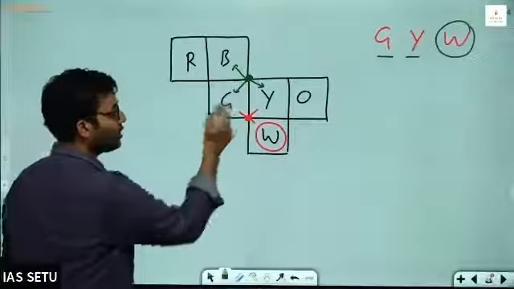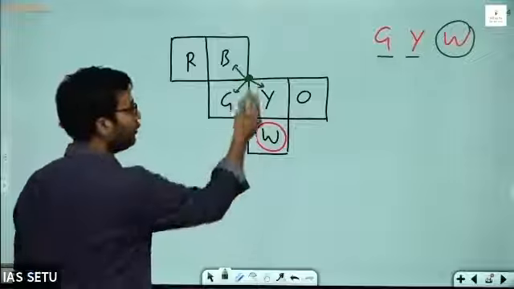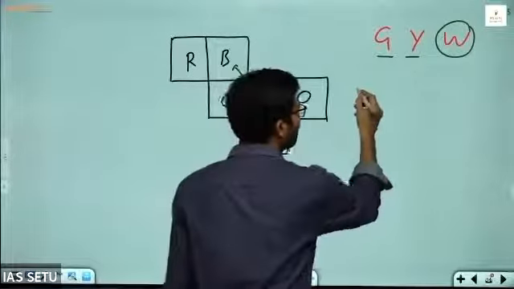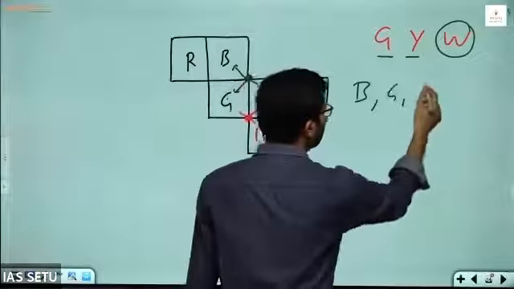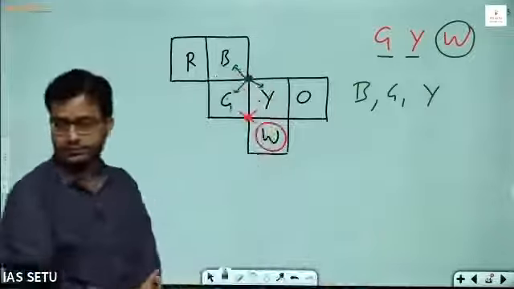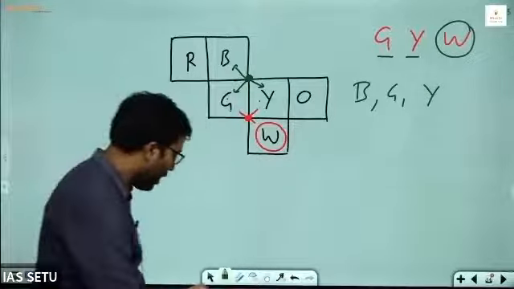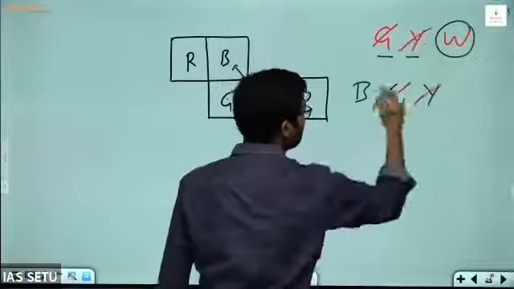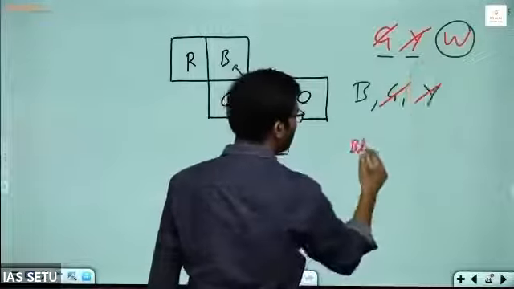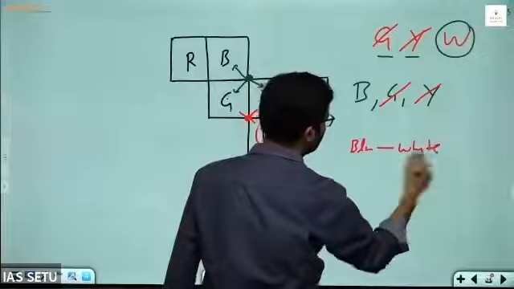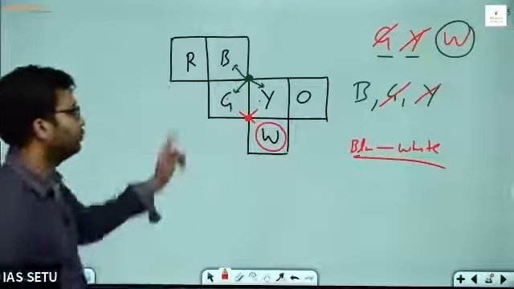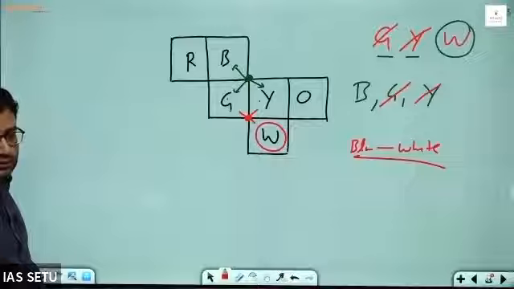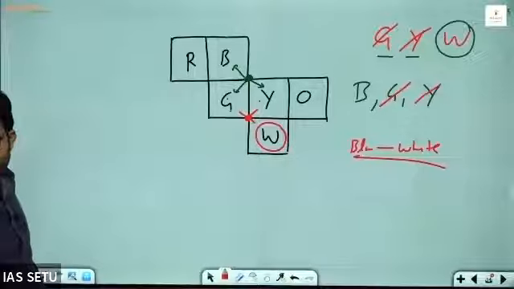So I take another vertex which is common for green and yellow, this one. It is common for blue, green, yellow. So can we say blue, green, yellow are adjacent to each other? Now here you know the concept, green common cancel, yellow common cancel. So blue and white are opposite to each other. Blue and white opposite. This is property number 9.